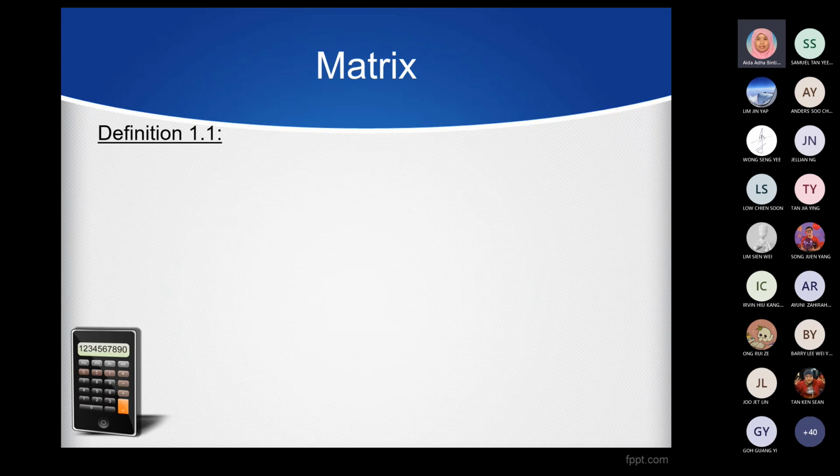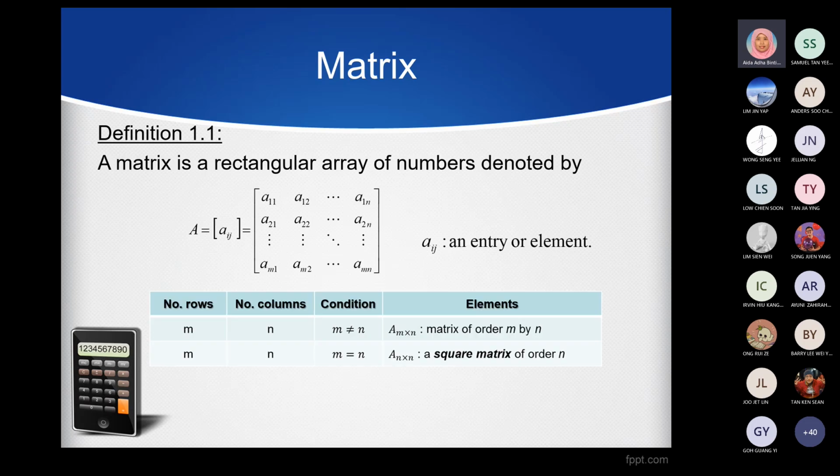So matrix, what is the definition? We can see here it is a rectangular array of numbers. You have the matrix A, and inside the brackets we put Aij. So what is Aij? This is what we call the entry, or element, inside the matrix A. Usually I will use the word element. Okay, so what is this? You can see here, this is the Aij.